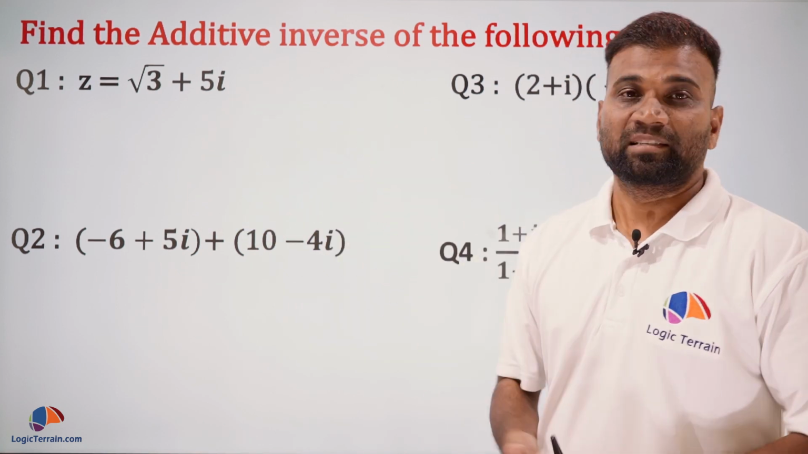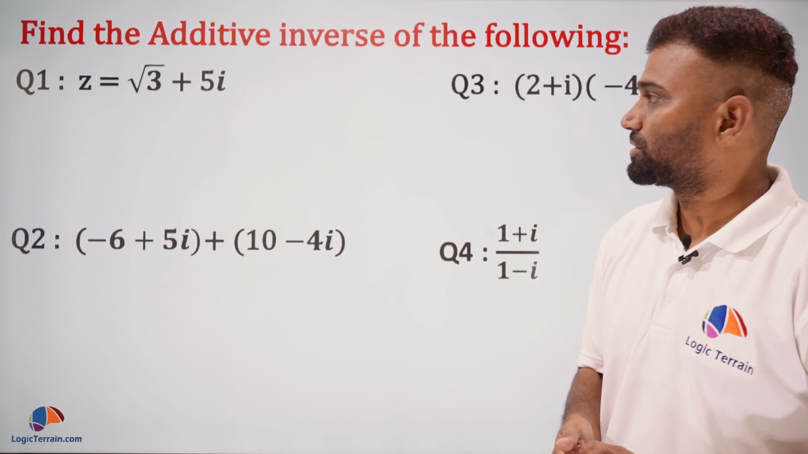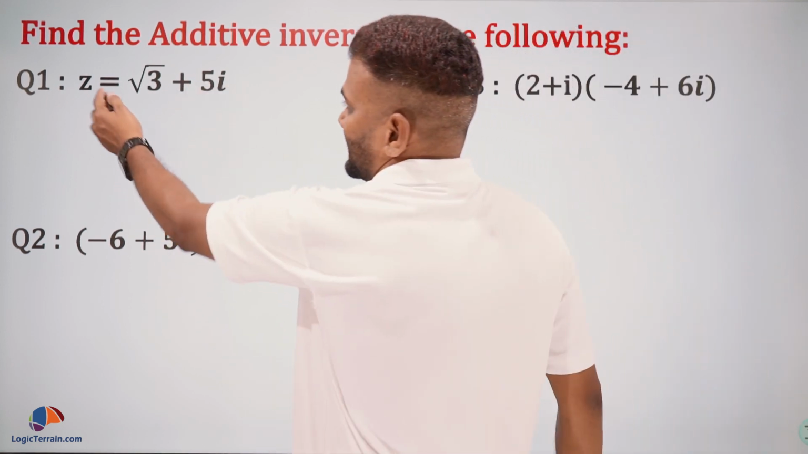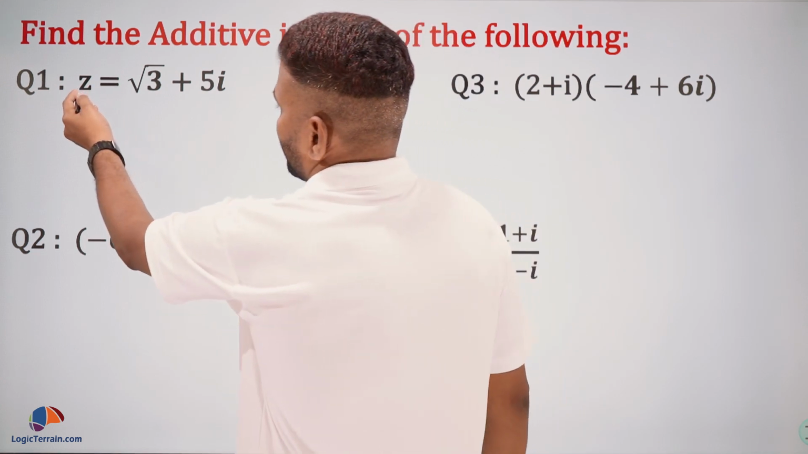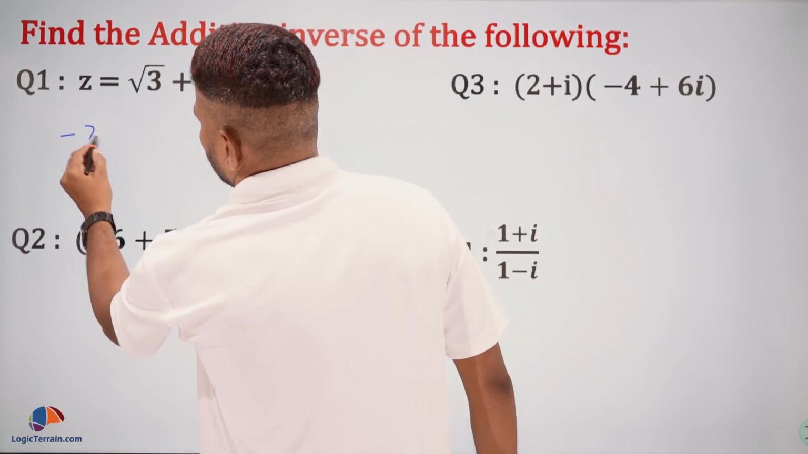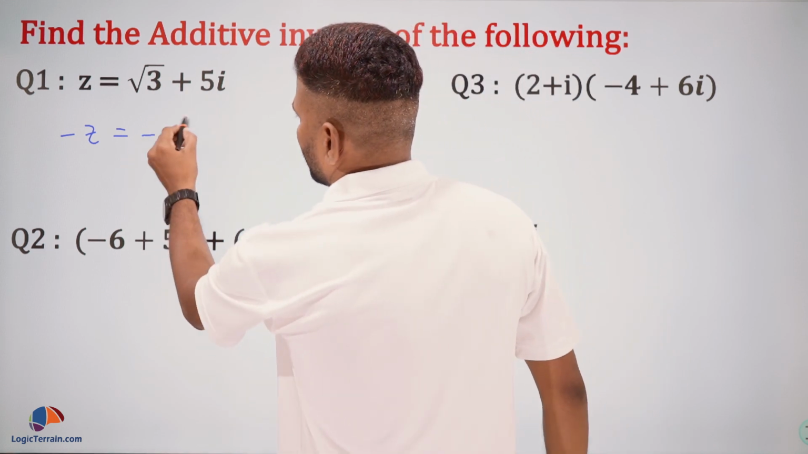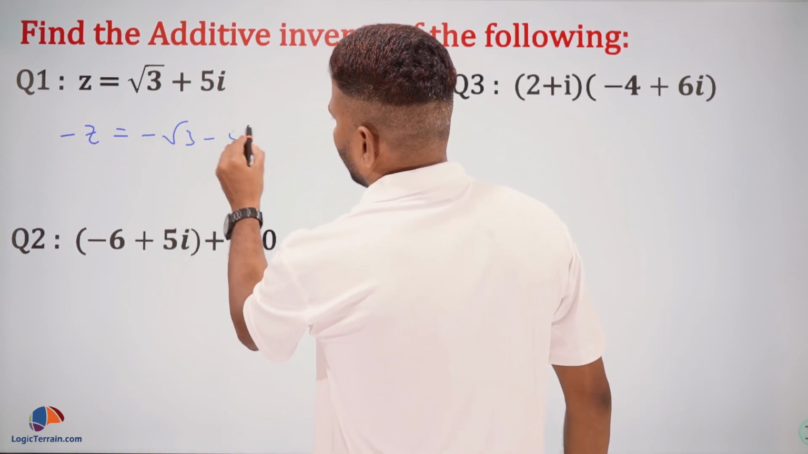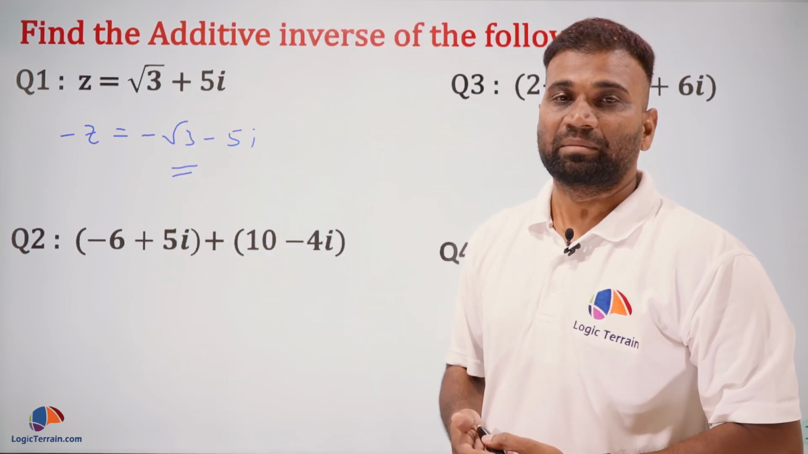So here are the next model examples. Find the additive inverse of the following. So here is the first question. z is equal to square root 3 plus 5i. We know that the additive inverse of z is negative z, which is negative of these two terms. So, negative square root 3 negative 5i. This is the additive inverse of this complex number.